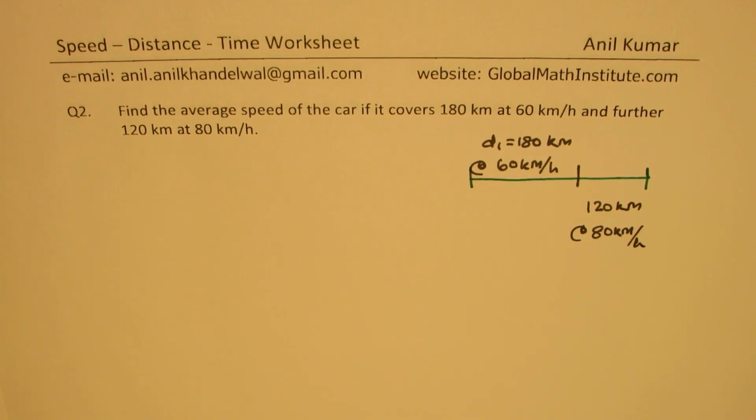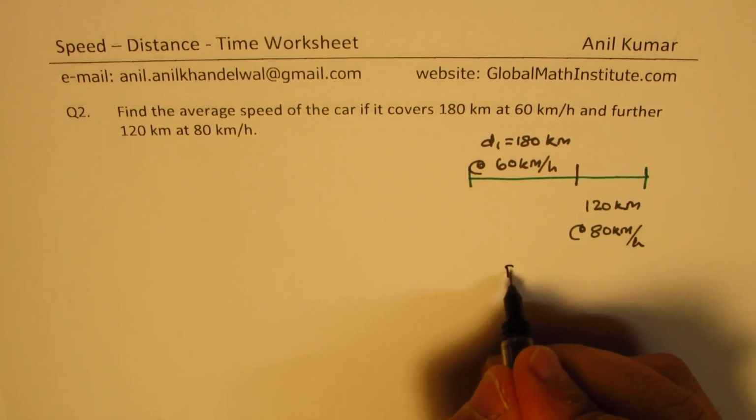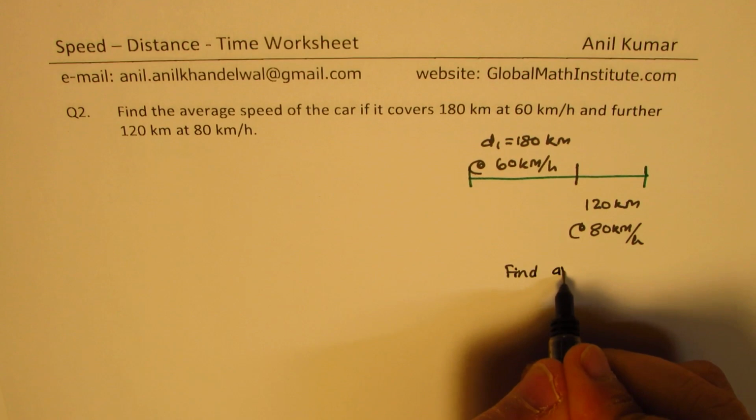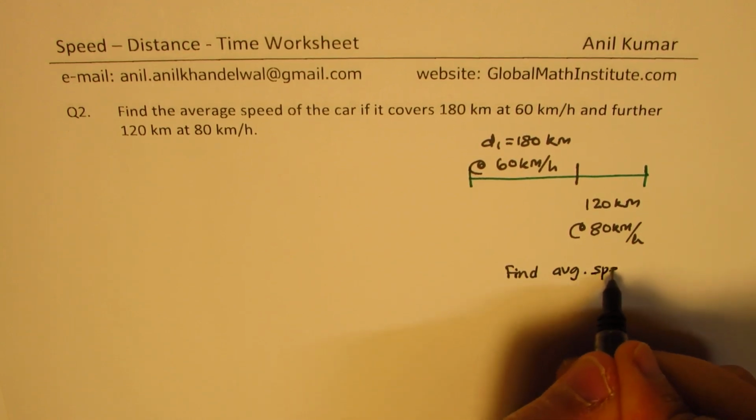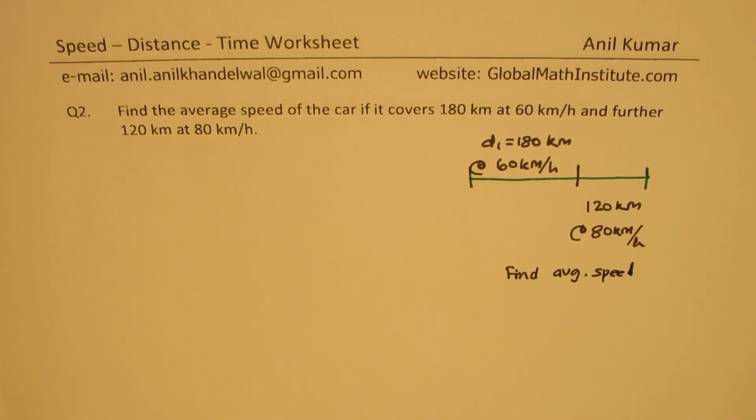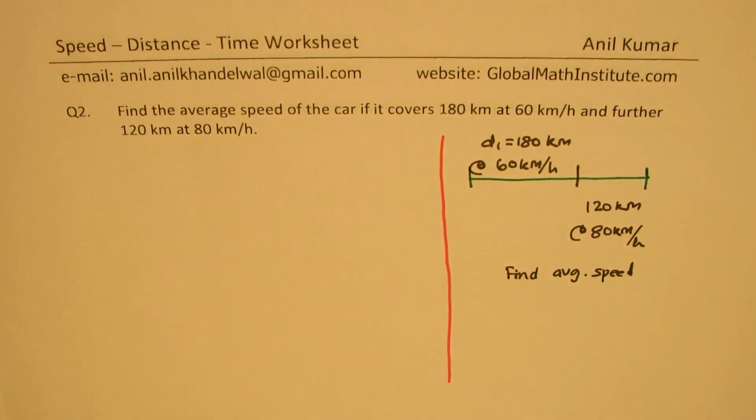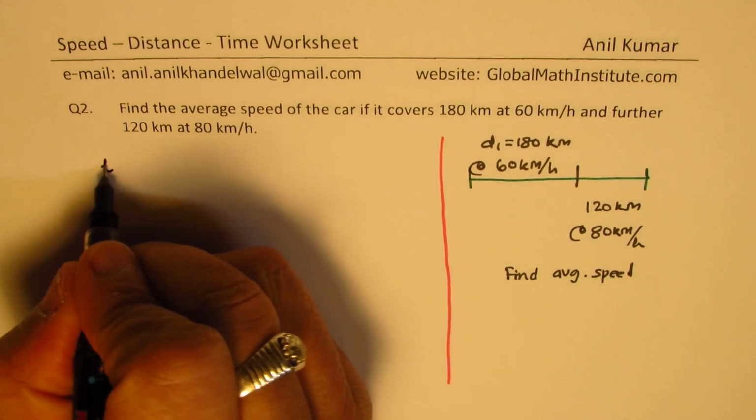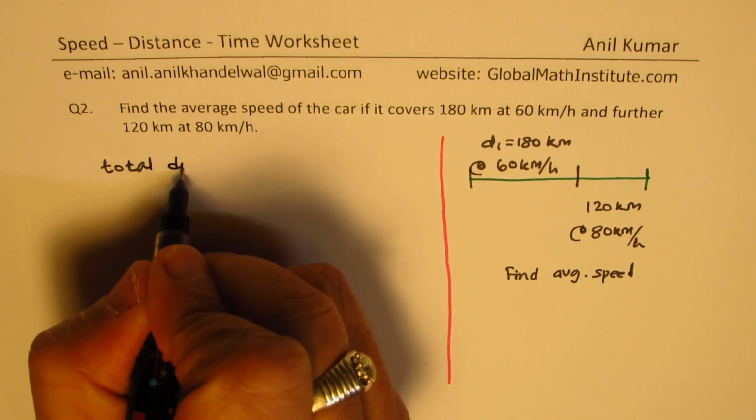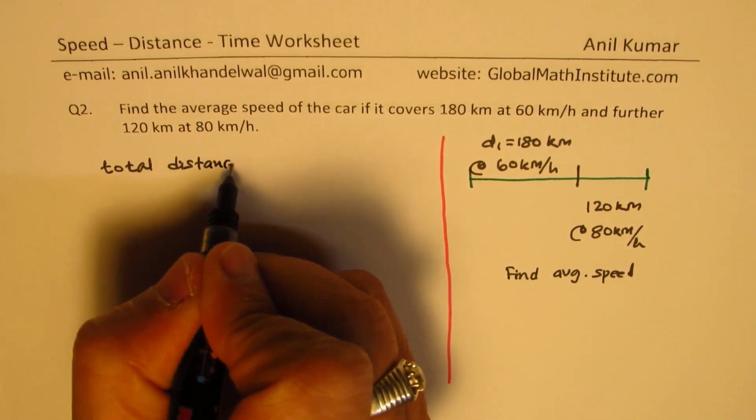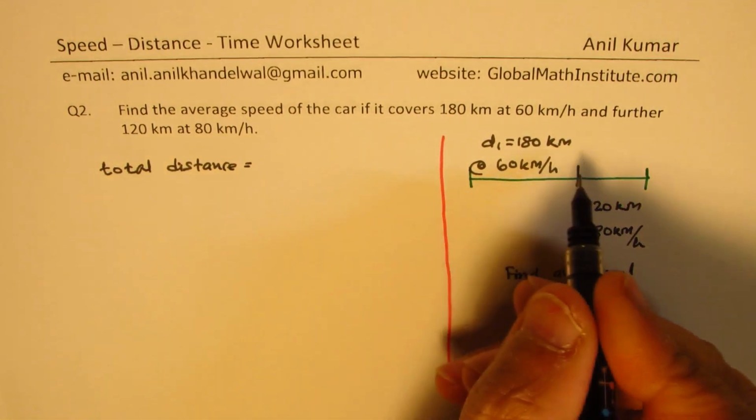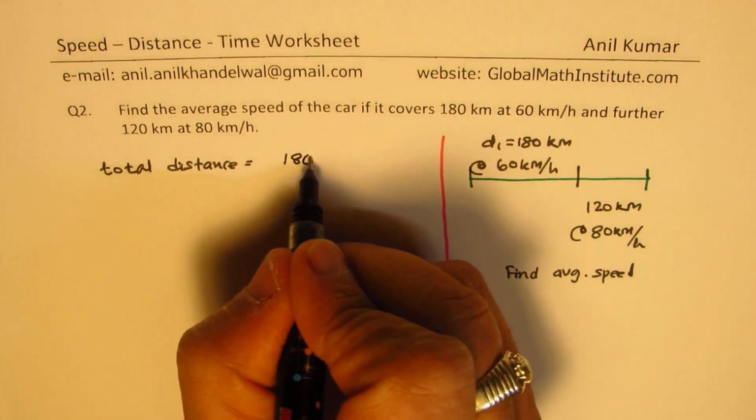We need to find the average speed, right? Is that clear to you? Correct? I'd like you to pause the video and answer this. I hope the concept is clear, right? So we know the total distance, we can write total distance, which in our case is 180 plus 120.